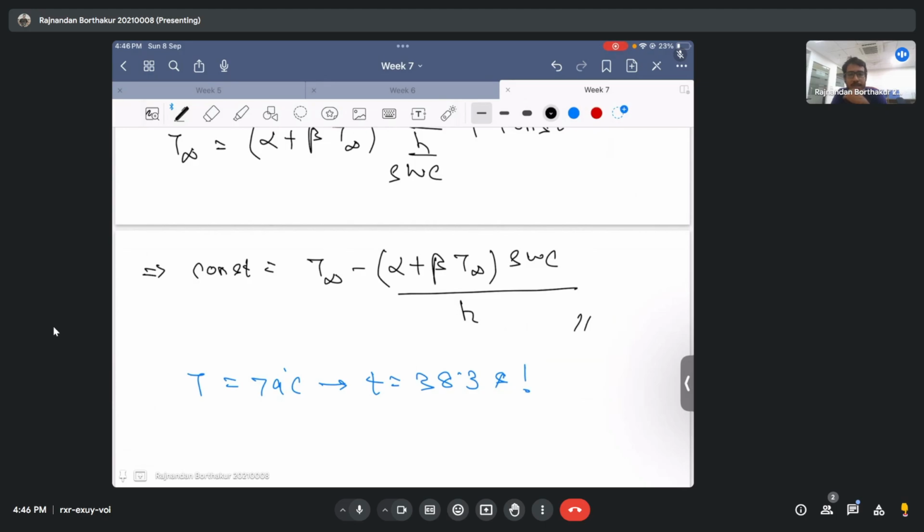So we'll learn something which is known as a semi-infinite object, and then we'll proceed to the discussions of the next week and the associated problems we did.